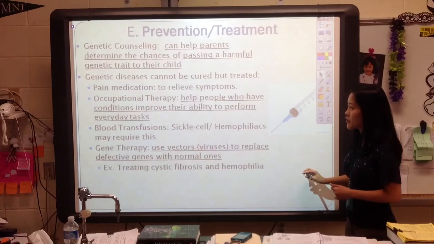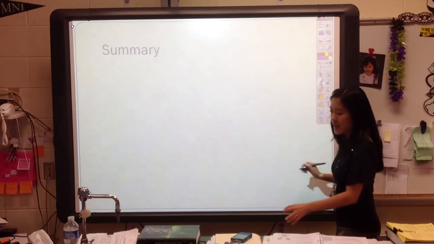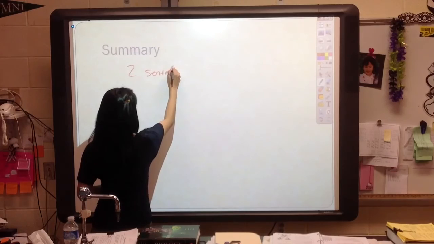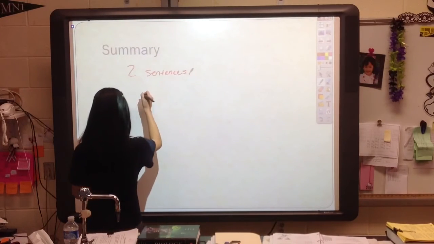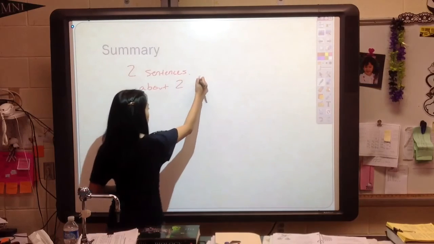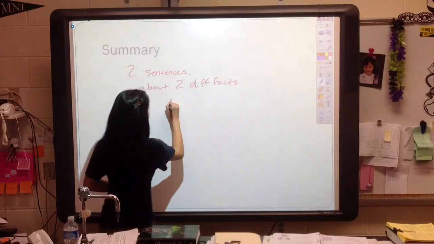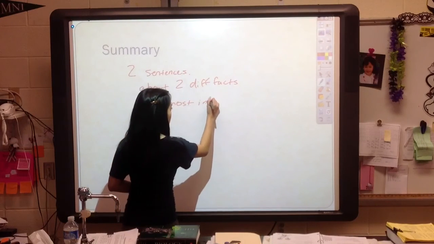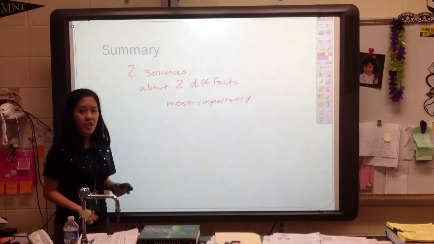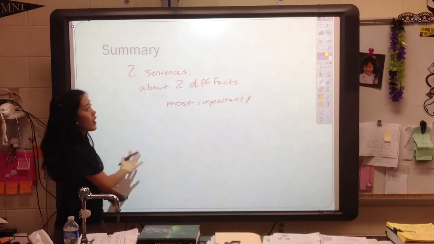And the final thing for today is your summary box. In your summary box, I would like you to write down 2 sentences about 2 different facts that are most important in this unit. Okay. Once you finish that, you'll be done for today, but make sure that you do write down 2 summary sentences of this section of notes.